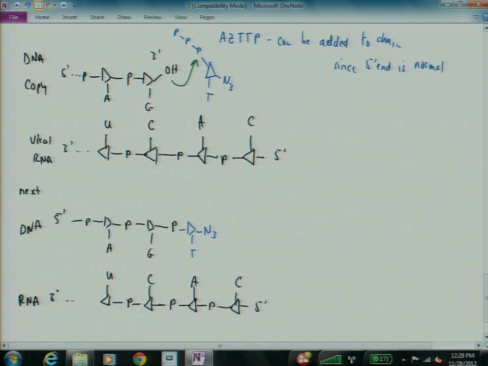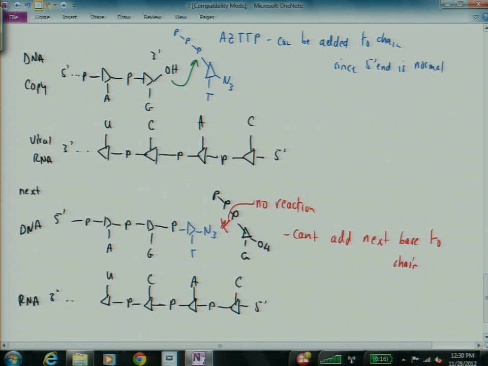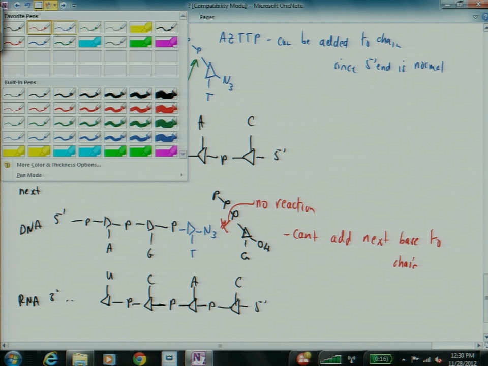But there's a problem. When that G comes along with its OH and its G here and its 3 phosphates, you have a problem. That is, you can't, no reaction. You can't add the next base to the chain. So there's a bunch of pieces to that. Let me put the hydrogen bonds in here. So there's a hydrogen bond, hydrogen bond.